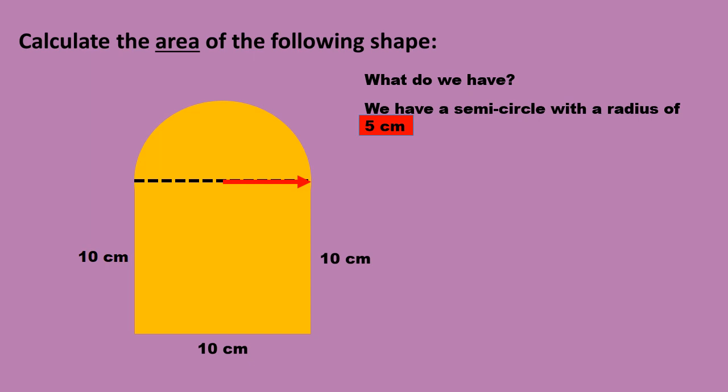Okay, so sometimes you have to look around you to pull in a certain length to apply that to get the radius. Then after that, we have a square with all sides equal to 10 centimeters.